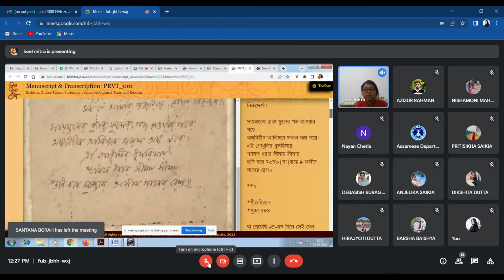সায়ন্তনের ক্লান্ত ফুলের গন্ধ হওয়ার পরে অঙ্গবিহীন আলিঙ্গনে সকল অঙ্গ ভরে এই গধূলির ধূসরিমায় শ্যামল ধরার সীমায় সীমায় শুনি না বনে বনান্তরে অসীম গানের রেশ.